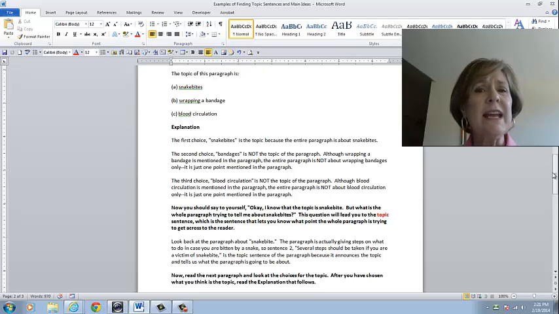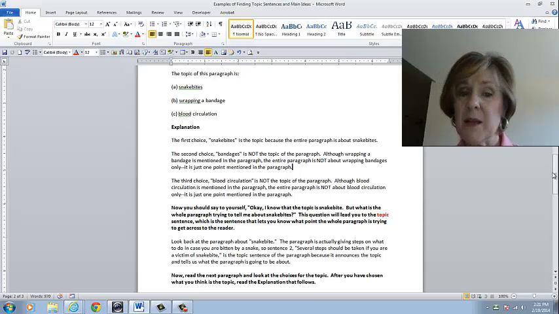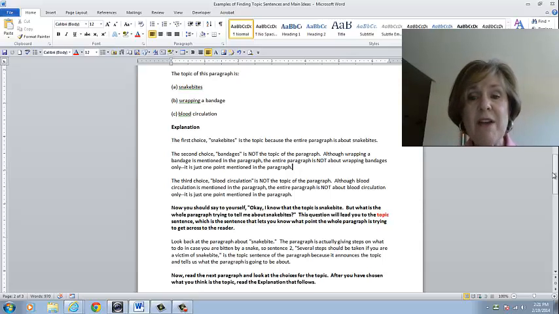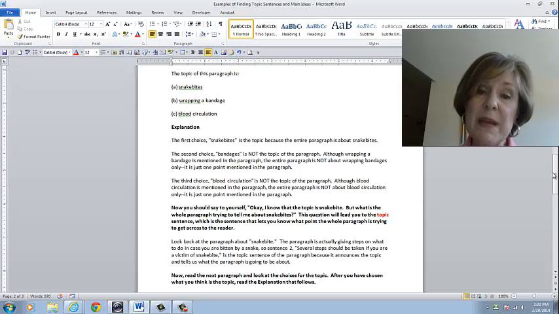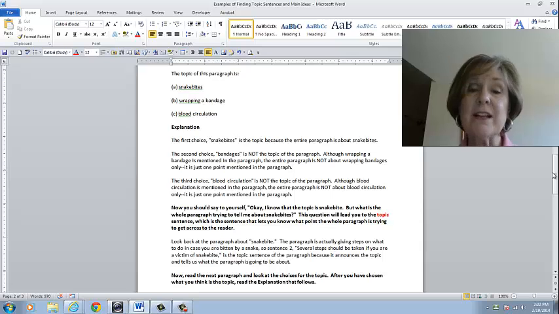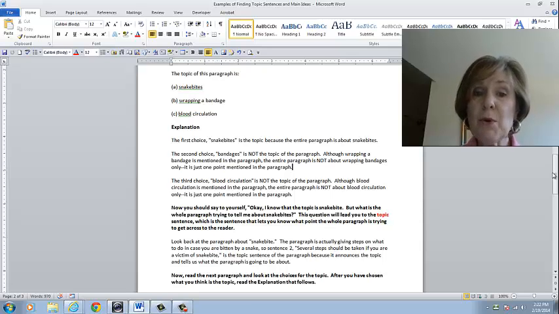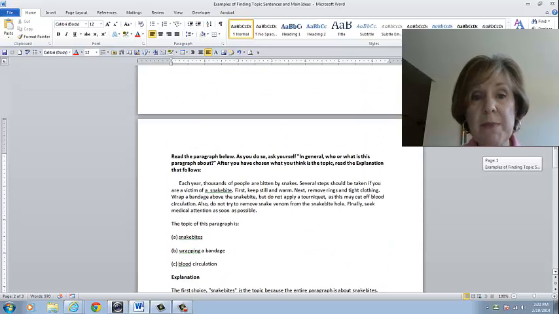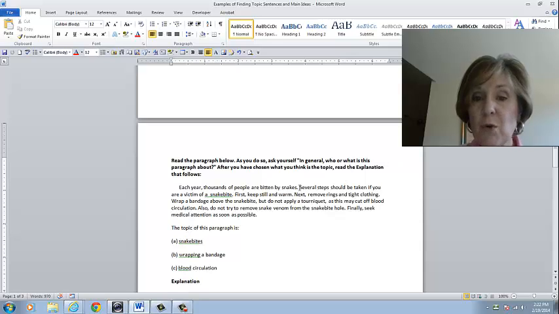So what is this paragraph trying to tell you about snake bites? Well, the paragraph is actually giving you steps on what to do in case you are bitten by a snake. So sentence number 2 would be your topic sentence. Several steps should be taken if you are a victim of a snake bite. That is your topic sentence.